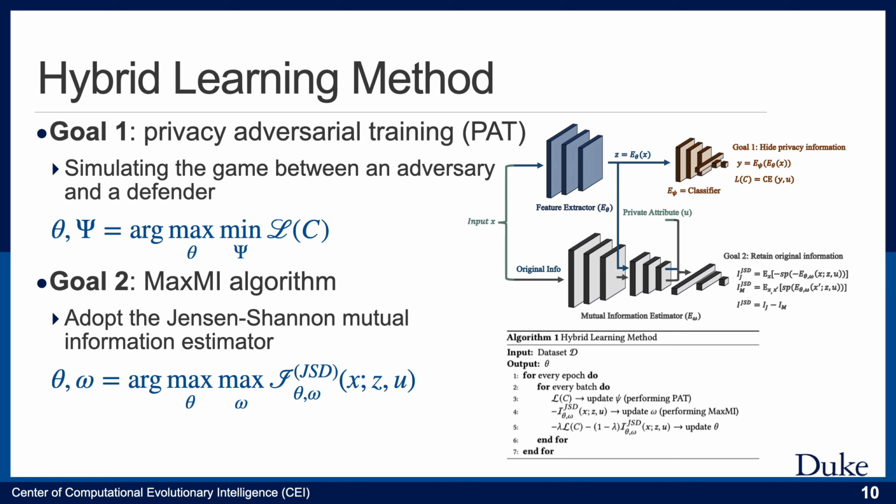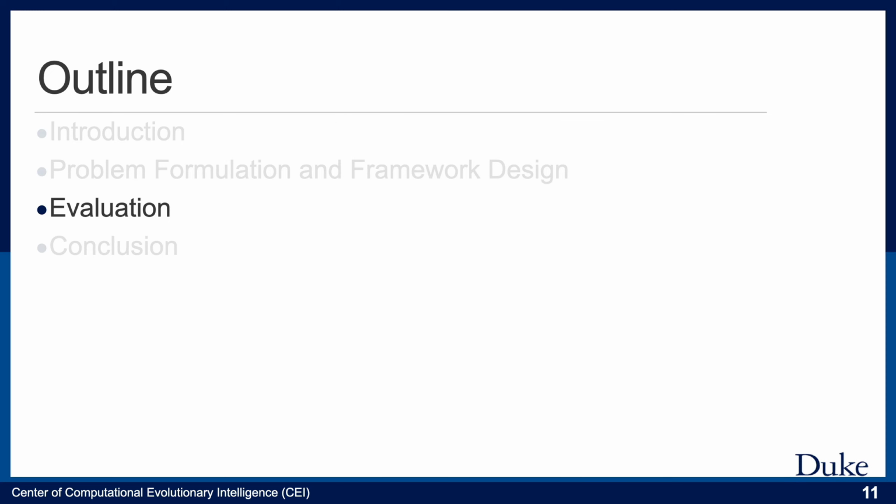Finally, we can train the feature extractor in an alternative way. In particular, within each training batch, we first perform the PAT algorithm and the maximize algorithm to update psi and omega, respectively. Then, the feature extractor will be updated according to our defined objective function. Next, I will show you our evaluation results.